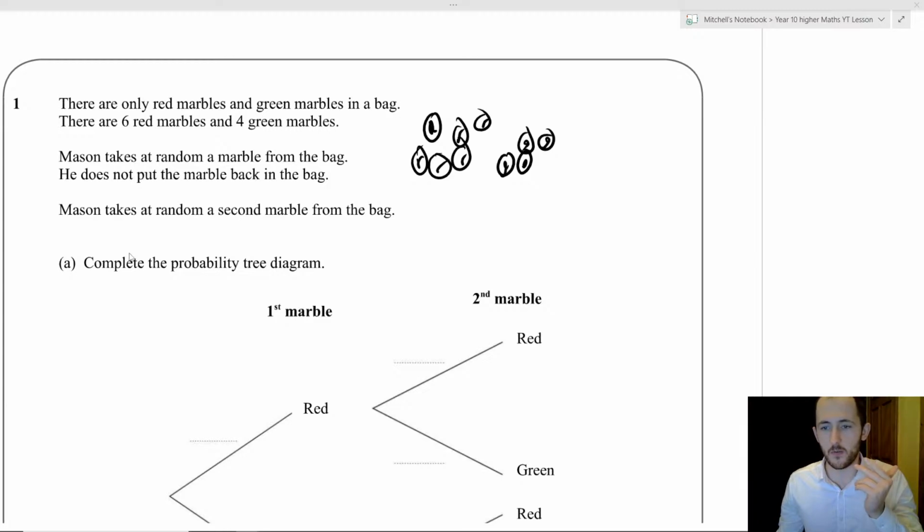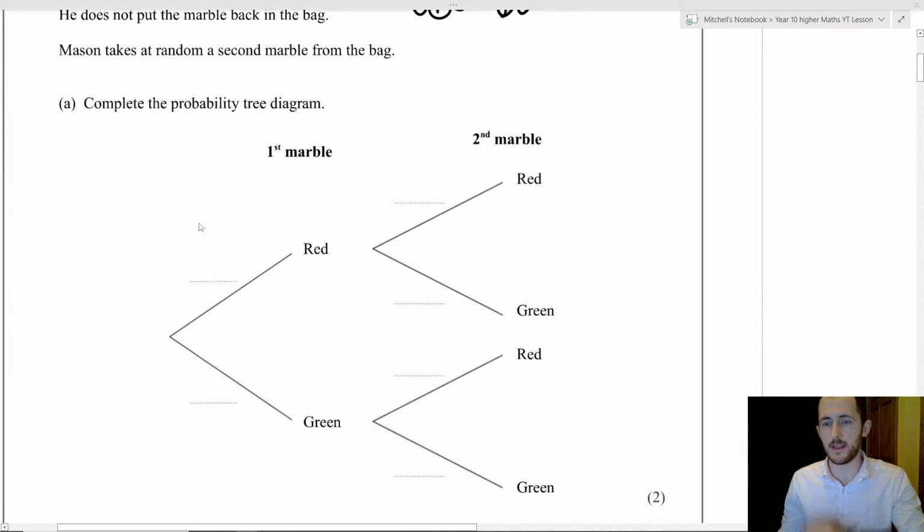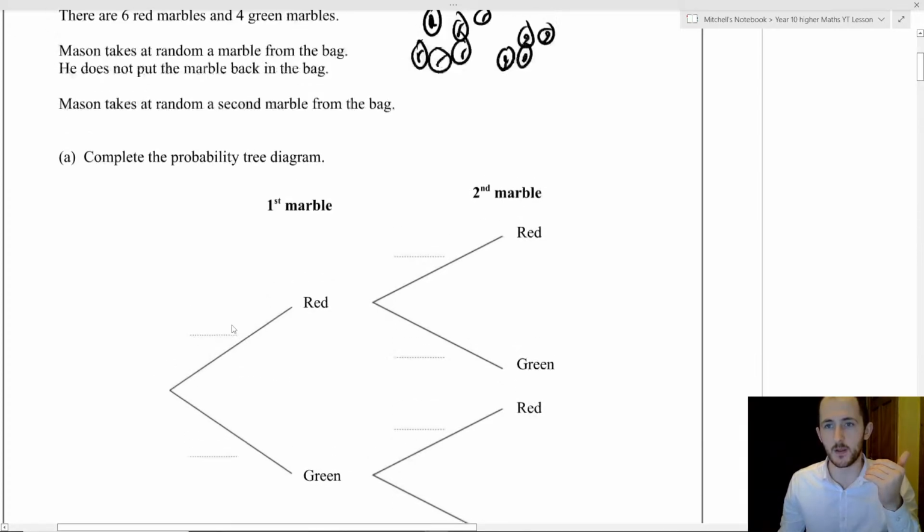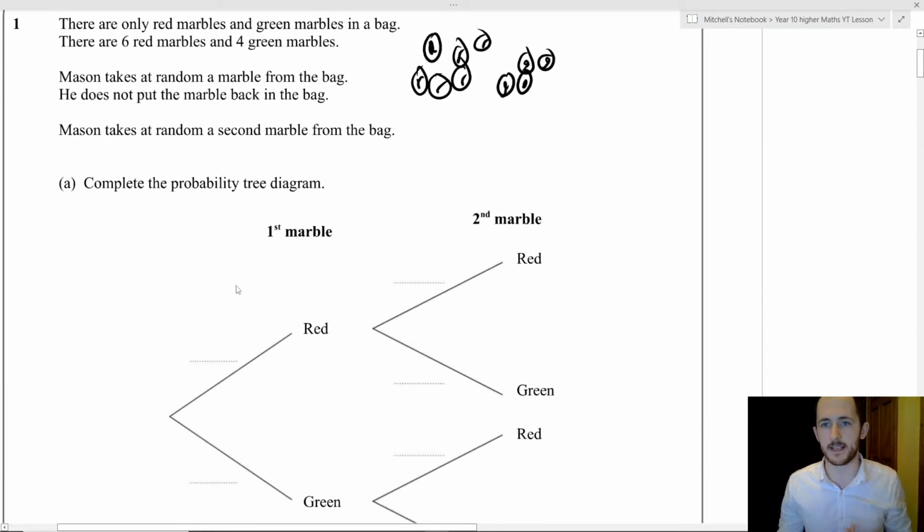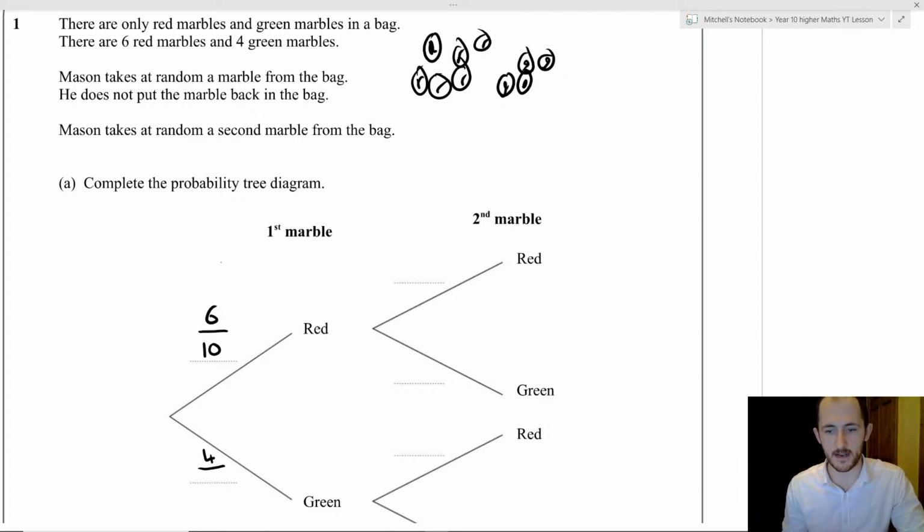So essentially, all we need to do here is work out, before he's pulled out the first marble, what are the odds of him getting a red versus a green? Well, when we work out probability, we look at the number of ones that we want divided by the total number of outcomes. So there are 6 red marbles, so I know the top of my fraction is going to be 6. Now, how many marbles do I have in total? Well, there are 6 red and 4 green. Therefore, in total, there are 10. Likewise for green, there are 4 greens, and in total, there are 10.